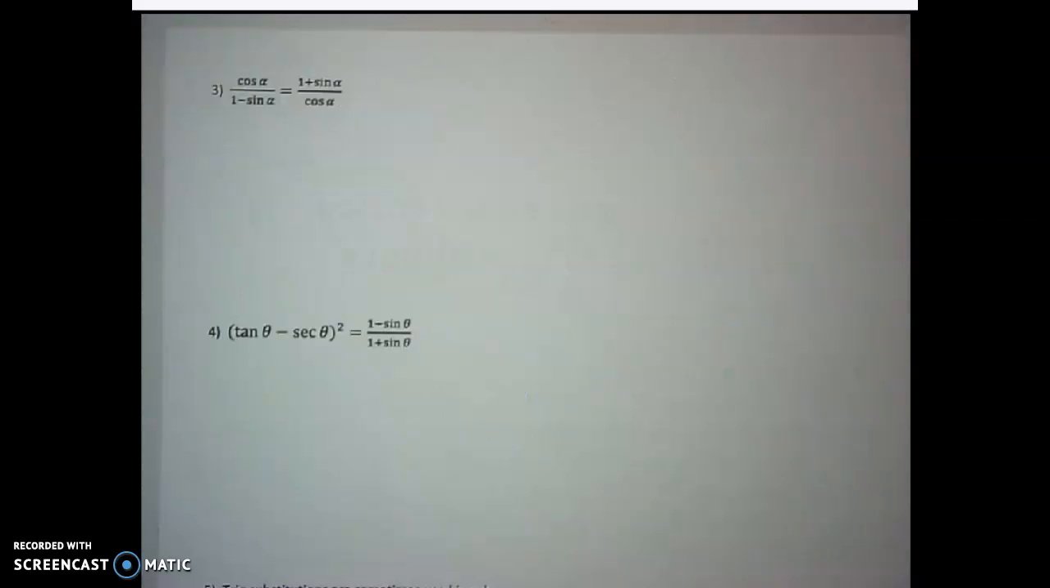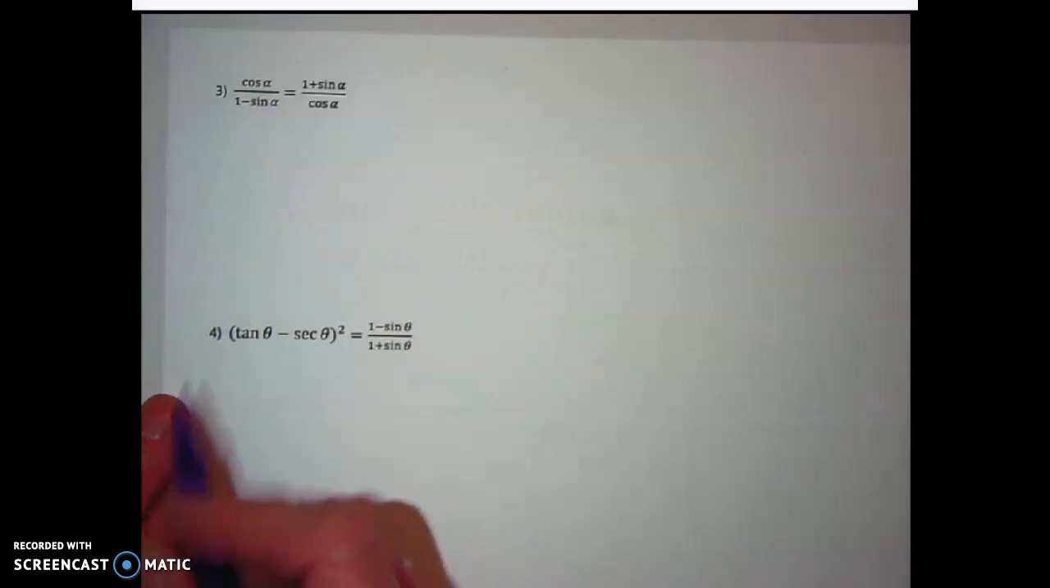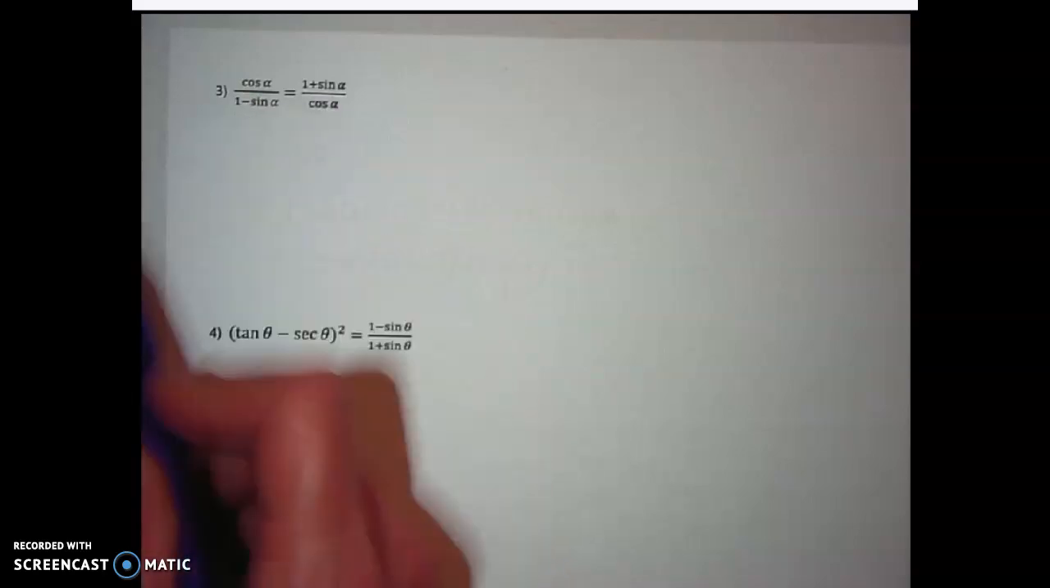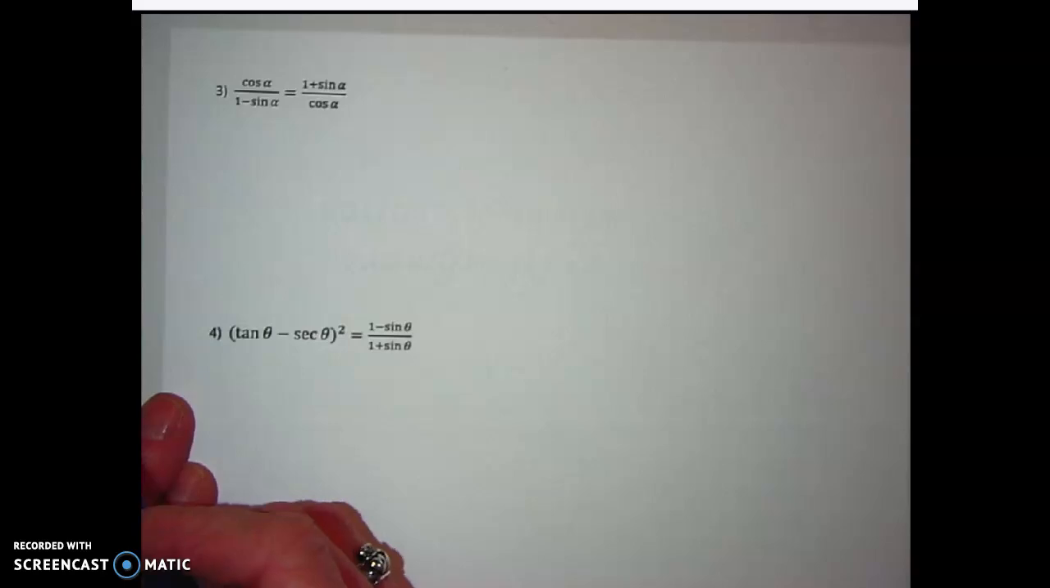Number 3, I have a fraction equal to a fraction. And it is oh so tempting to solve this the same way you would solve a proportion by doing cross multiplying. But remember, we can only work on one side at a time. So I'm going to take this first one, and I would hope your algebra is fresh enough in your mind to recognize that 1 minus the sine of alpha times 1 plus the sine of alpha is a difference of perfect squares.